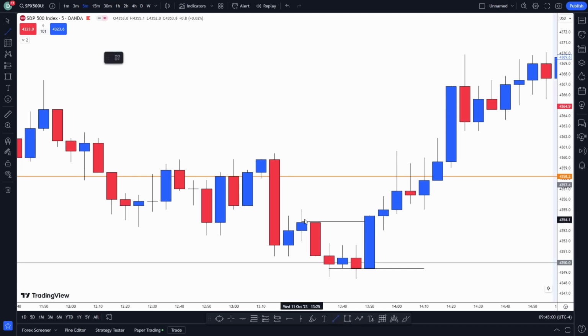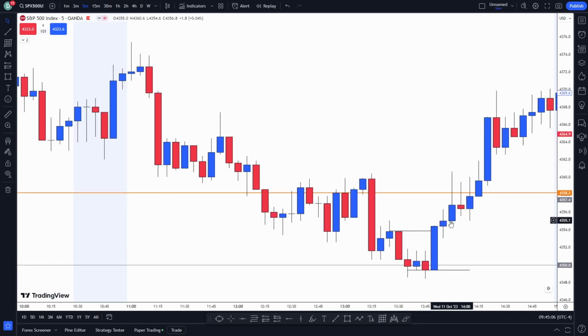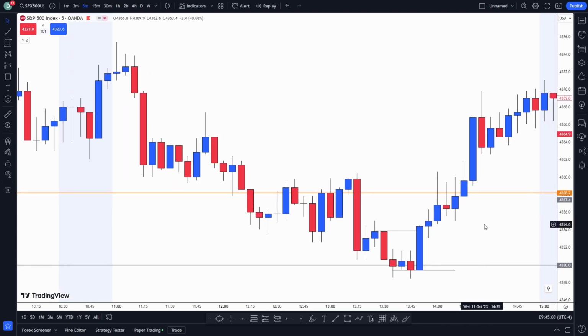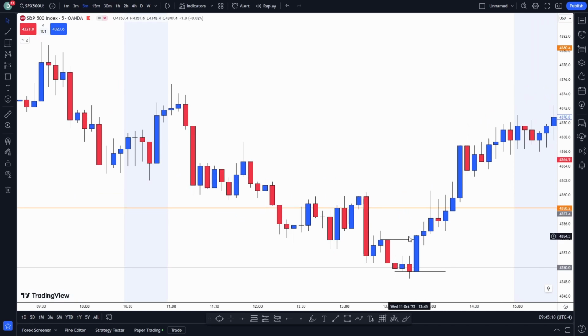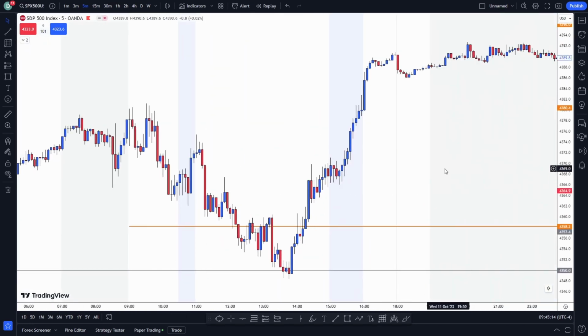Look, see, it just taps over here. So it's a classic ICT breaker, and you can use this one to get into your trades. And another thing is you should have a higher time frame narrative.